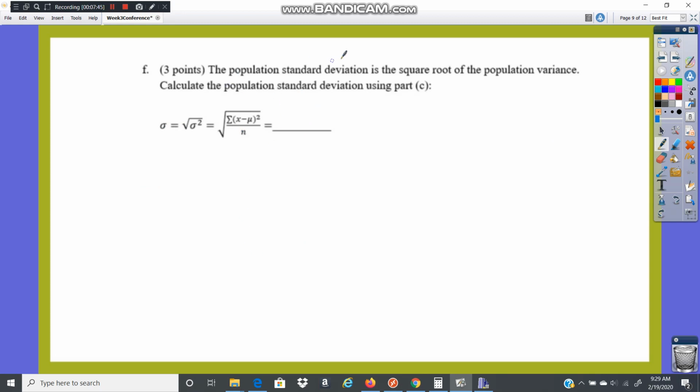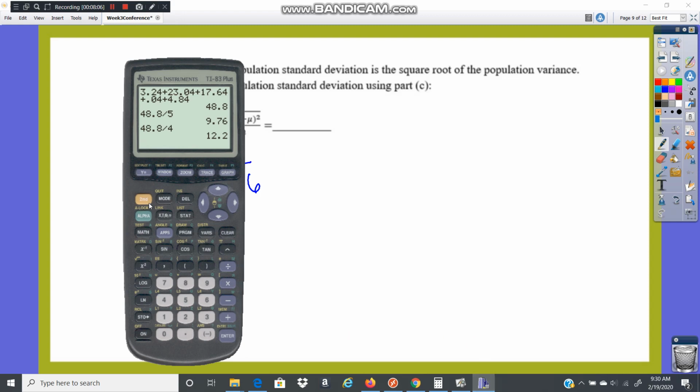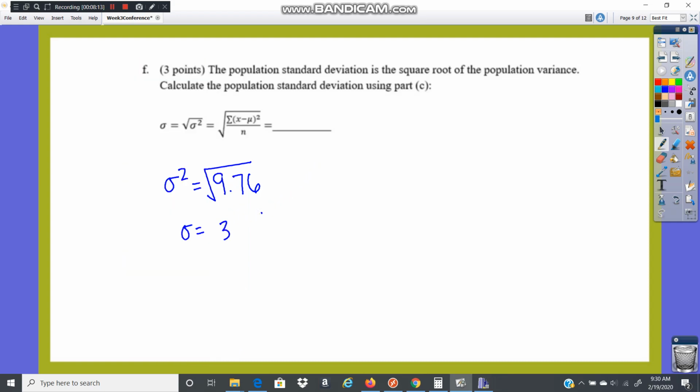Okay, so the population standard deviation is the square root of the population variance. The population variance we found was 9.76. So in order to get the standard deviation, we want to take the square root of 9.76. It's going to give you 3.124. So here you can put 3.124.